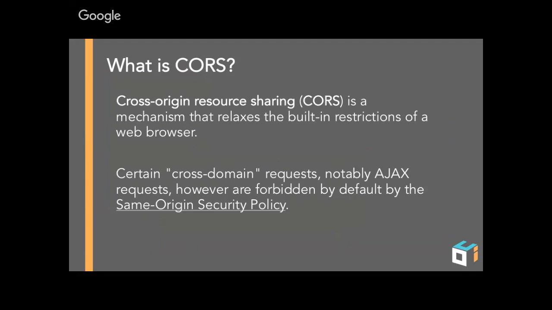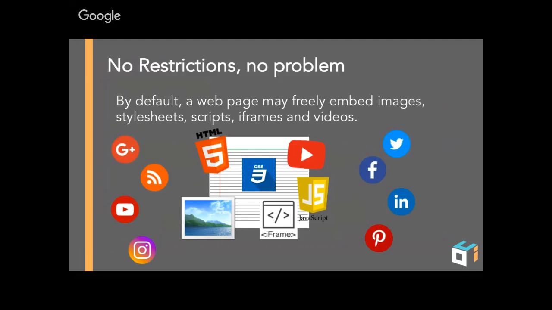What is CORS? Well, here's a definition straight out of the specification site. Cross-Origin Resource Sharing is a mechanism that relaxes the built-in restrictions of a web browser. That matters for a variety of reasons, and we'll get further into it. Certain cross-domain requests, notably Ajax requests, however, are forbidden by default by the same-origin security policy. Okay, it's a little different. So what does that really mean to us? Well, what is no restrictions?